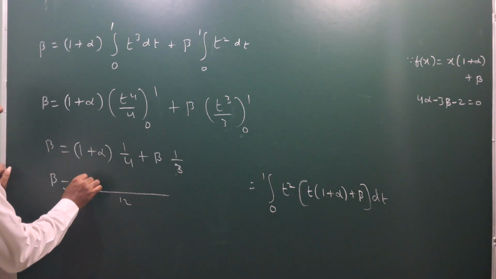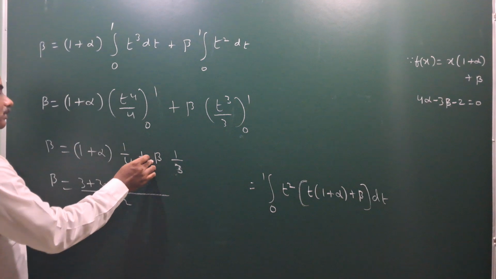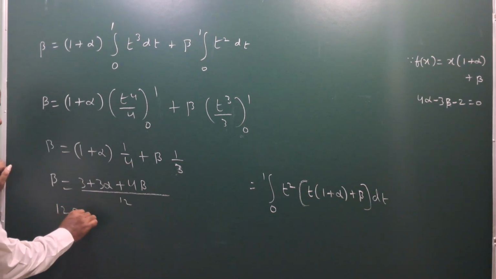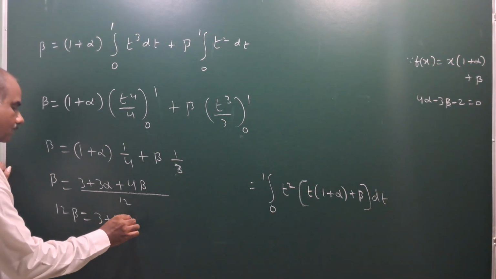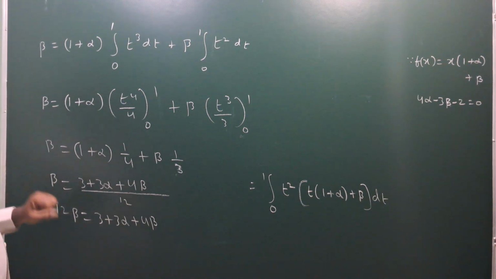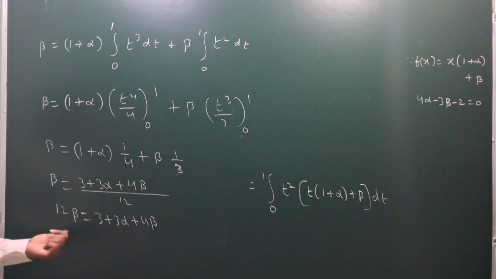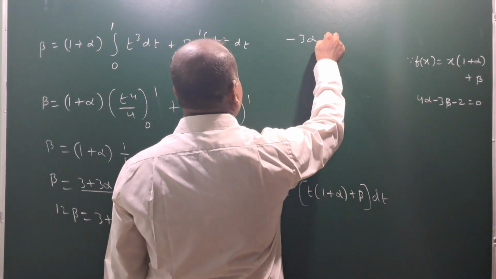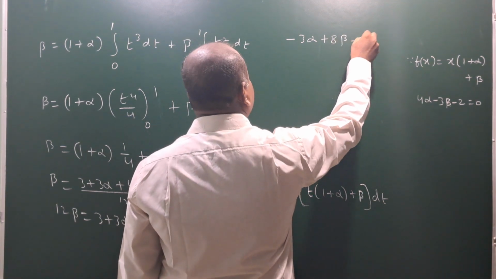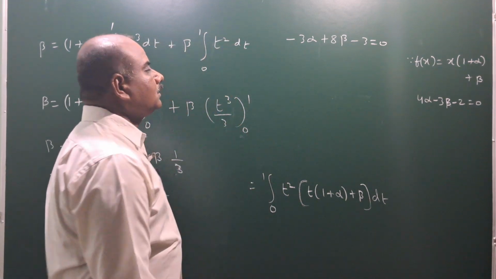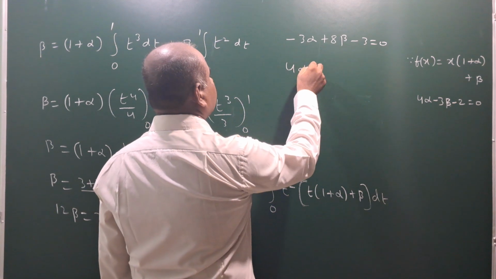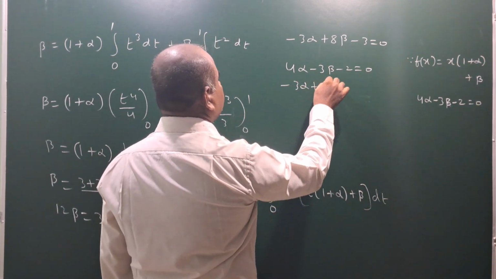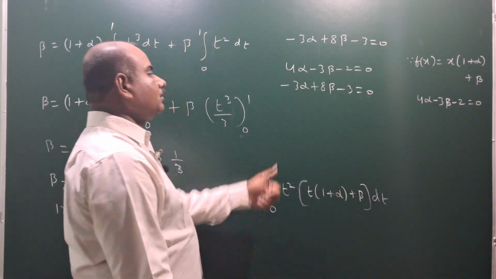So 3 into 1 plus alpha: 3 1s are 3 plus 3 into alpha, 3 alpha, plus 4 into beta, 4 beta. So transposing 12 to the left side, 12 beta is equal to 3 plus 3 alpha plus 4 beta. So transposing RHS to LHS, finally we get minus 3 alpha, 12 beta minus 4 beta means 8 beta, and plus 3 becomes minus 3 is equal to 0. Now we have to solve these two equations: 4 alpha minus 3 beta minus 2 is equal to 0, and minus 3 alpha plus 8 beta minus 3 is equal to 0.